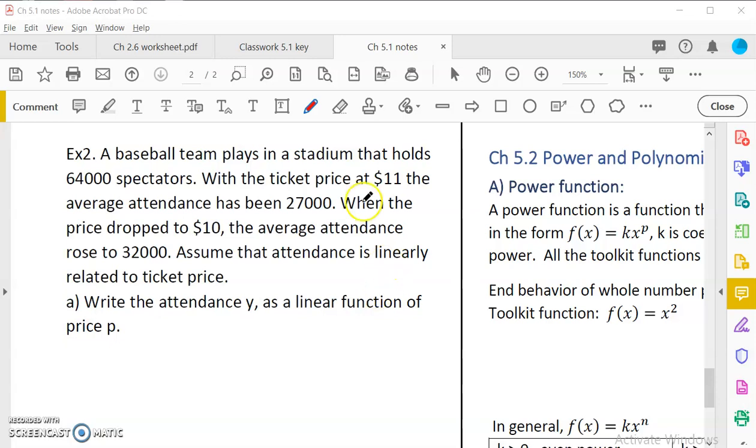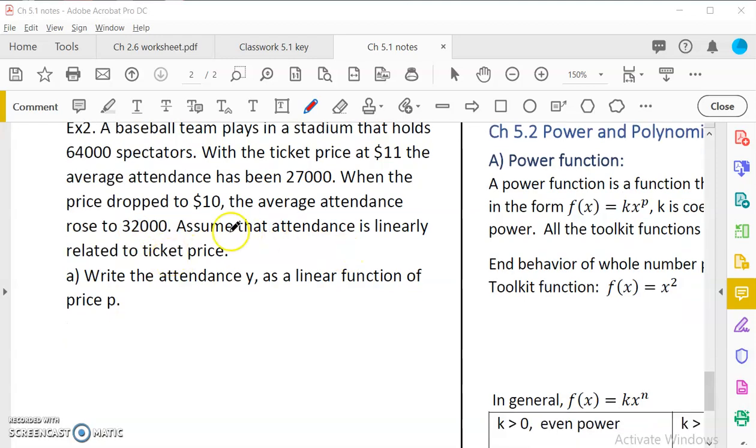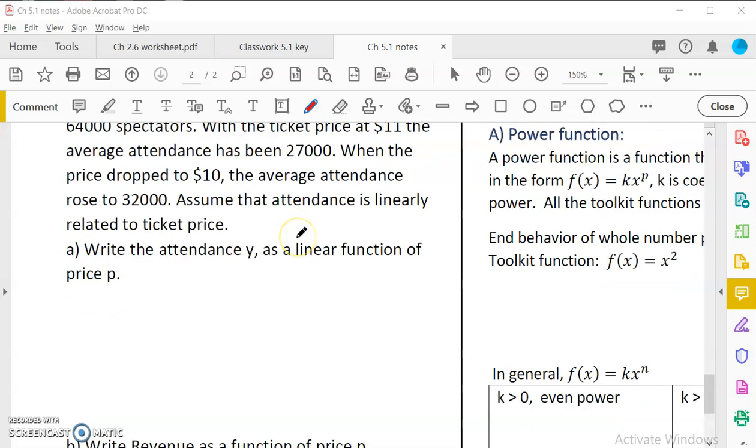There's a stadium. They are selling tickets at $11 and the attendance was 27,000. But if they drop $1 to $10, the average attendance rises to 32,000. And then we assume that the attendance is linearly related to ticket price. So that means if you drop a dollar, it would rise a certain number of attendance.